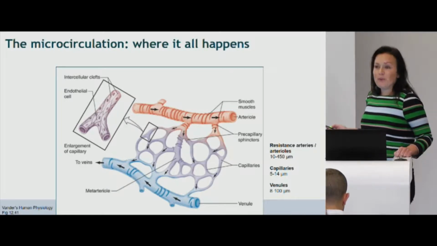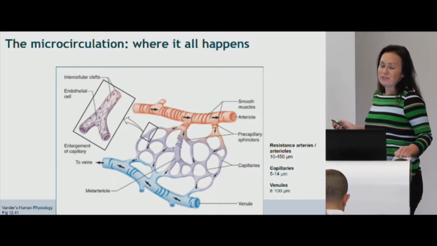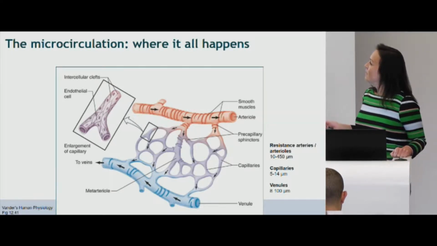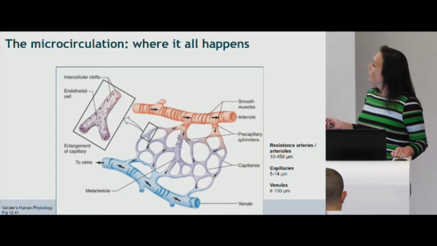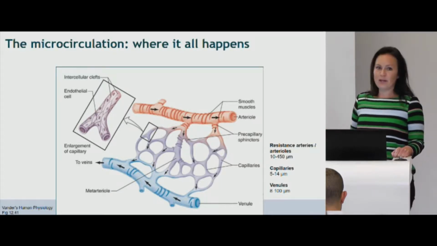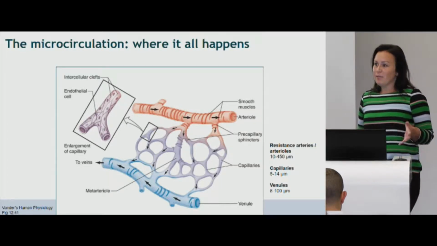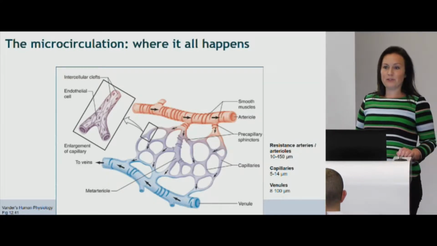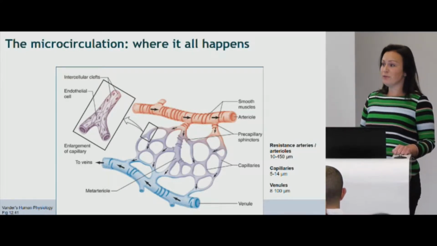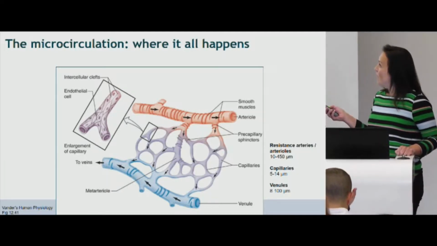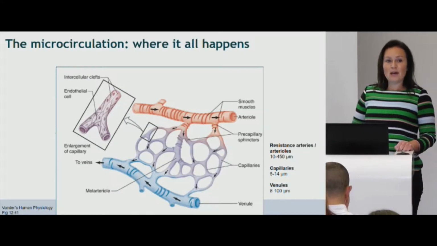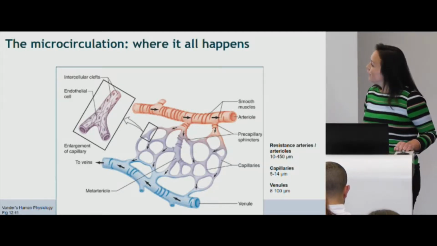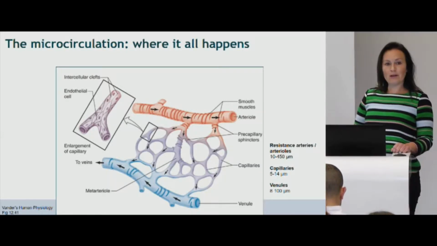Just refreshing your memory, the microvasculature consists of three kinds of vessels. So we have the arterioles depicted here in red, the venules depicted in blue, and then the capillaries. The main goal of the microcirculation is to regulate local blood perfusion, which mainly happens within the arterioles, and the capillaries and the postcapillary venules are involved in gas exchange.